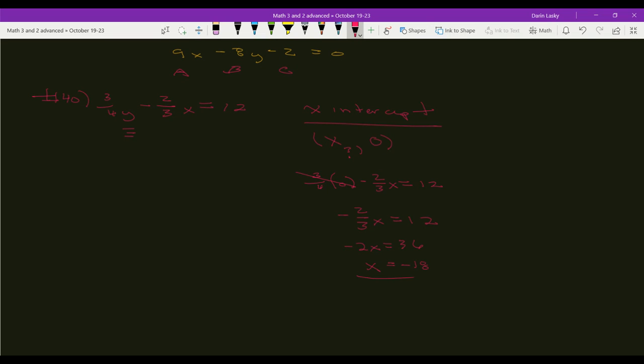So that's my x-intercept. My x-intercept is at, and if I go back up here, my x value in question is negative 18. And this is going to be 0. So that's a negative 18 and 0. So that's my one point.